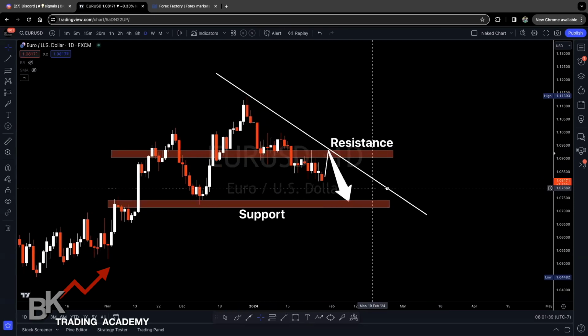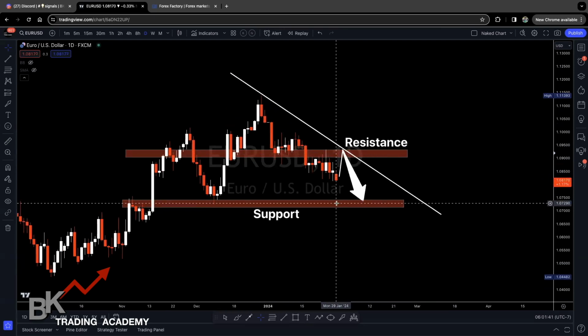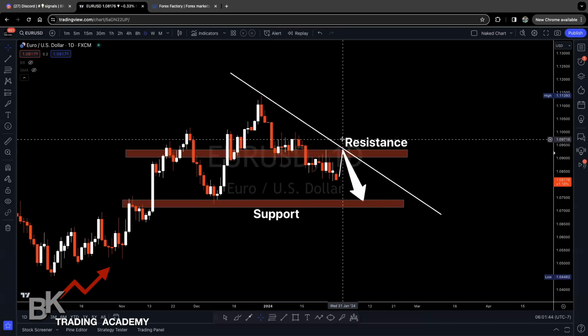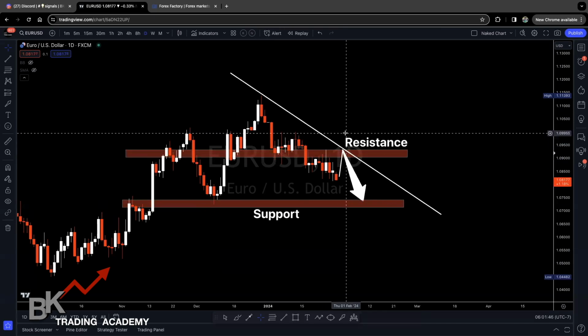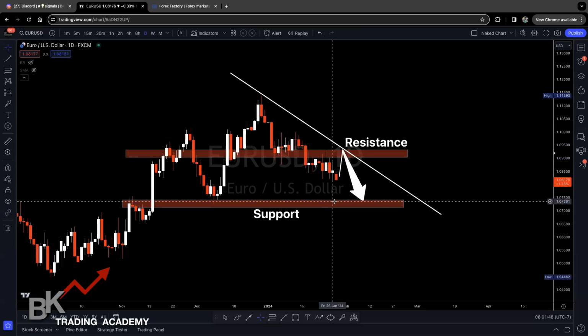So we could possibly get a pullback into this area, and then we could take a short, putting our stop loss outside of the trend line and above the 50-period moving average, and then take it to this key level support. All right, now what if the price just keeps dropping? What we could do is when the price gets here, we could look for a buy opportunity, but it would be a counter trend to the daily.